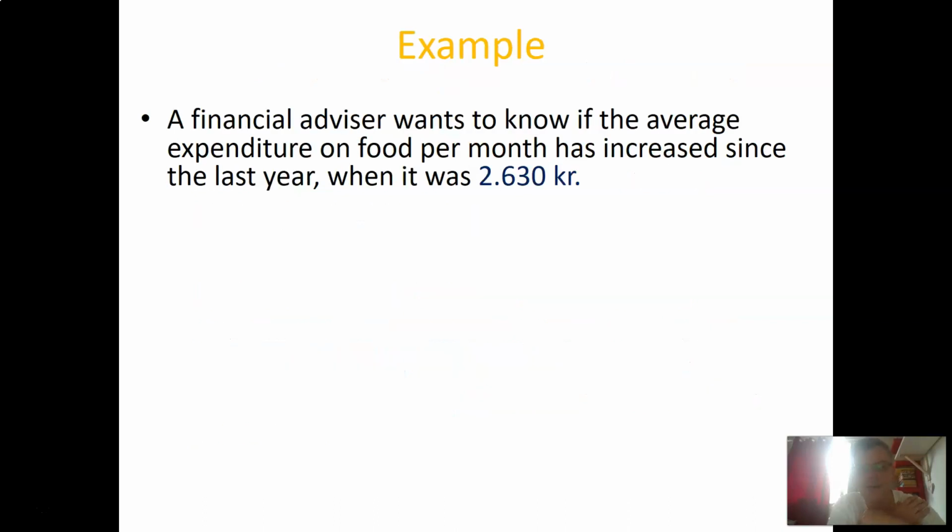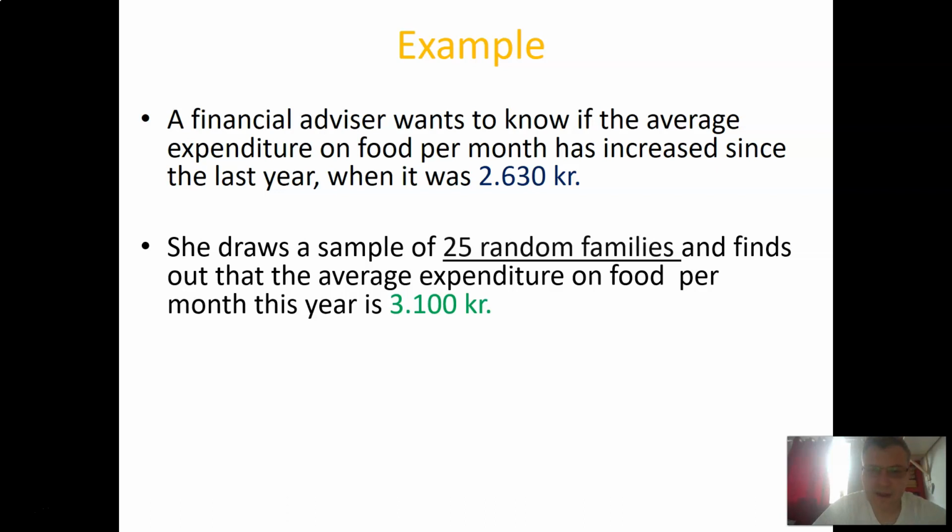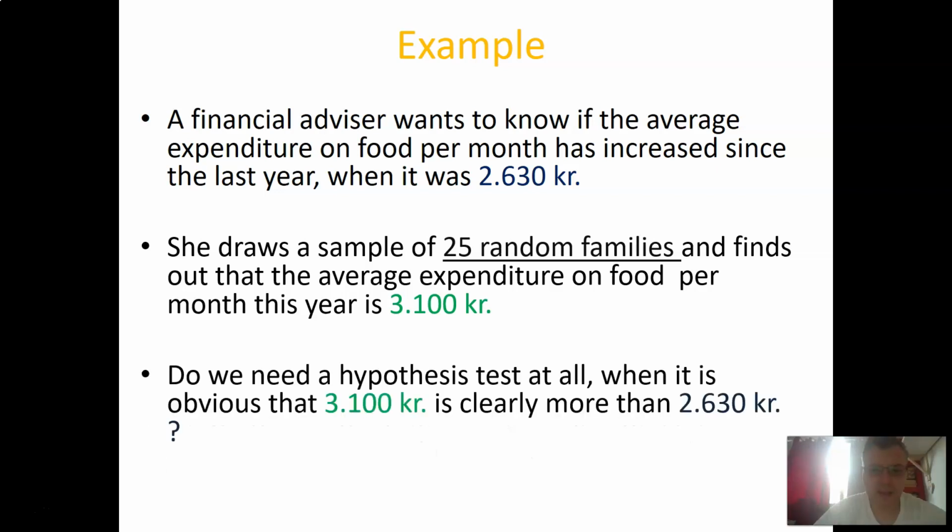So let's take another example. My financial advisor wants to know if the average expenditure on food per month has increased since last year, when it was, say, 2,630 Danish kroner. She draws a sample of 25 random families and finds out that the average expenditure on food per month this year is 3,100 Danish kroner. Do we need a hypothesis test at all when it is obvious that 3,100 Danish kroner is clearly more than 2,630? And the answer is, of course, yes, because it's only a sample of 25 random families.